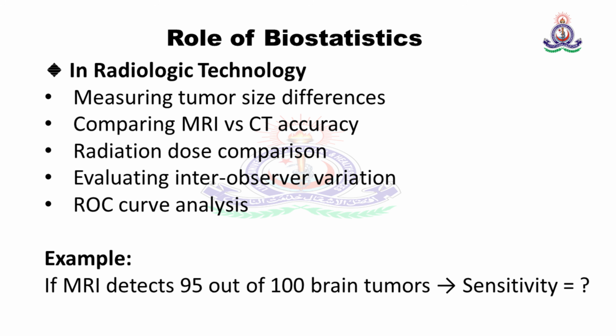But here's your quick check. If MRI detects 95 out of 100 brain tumors, what is the sensitivity? Pause and think. 95%. Exactly. That's biostatistics in action. And it's the same story in the laboratory.